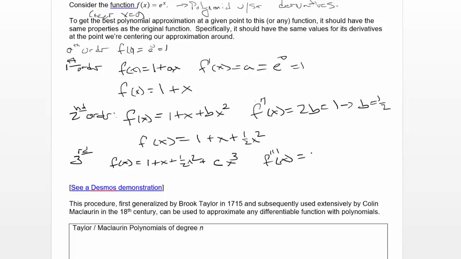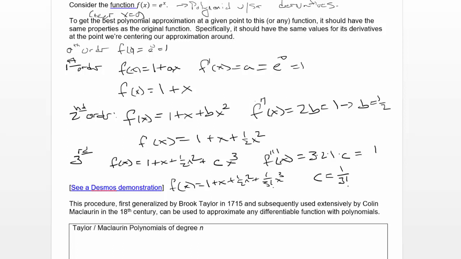So by the time I get to the third derivative, this is 3 times 2 times 1 times c, which is 6c. Maybe the pattern I'm trying to get you to notice is that 3 times 2 times 1 is 3 factorial. Again, this should be equal to the third derivative of my function at 0. I plug in 0 again, and this should be equal to 1. This tells me that c is equal to 1/6, or, maybe I'll write it in factorial notation, 1/3 factorial. So my third degree approximation could be 1 plus x plus 1/2 x squared plus 1/3 factorial x to the third.